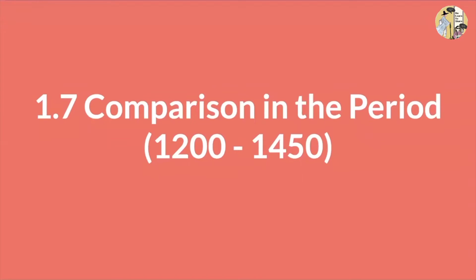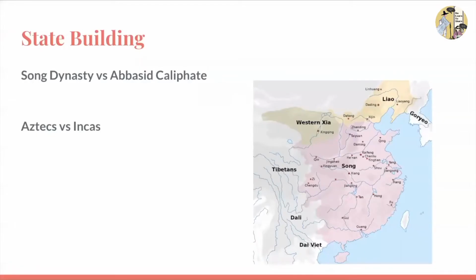The final section we'll be looking at today is also the final section of Unit 1, and it is Section 1.7 of Unit 1, which focuses on the overall comparisons in the period from 1200 to 1450. We will focus on the comparisons of state building, religion, and technology between all of the areas that we have covered. This includes Sung China, Dar al-Islam, Southeast Asia, the Americas, Africa, and Europe. First, we will look at the comparisons regarding state building.